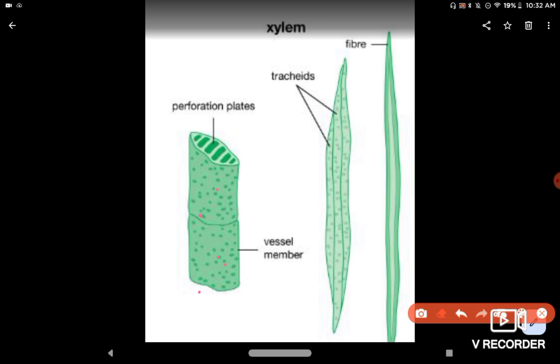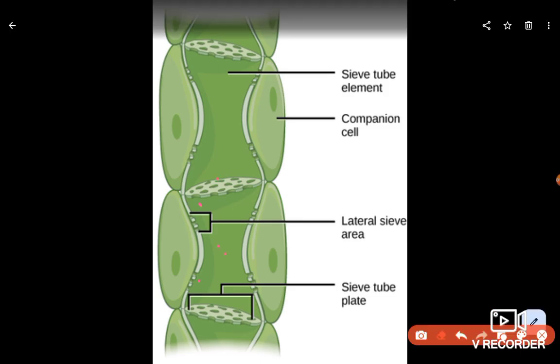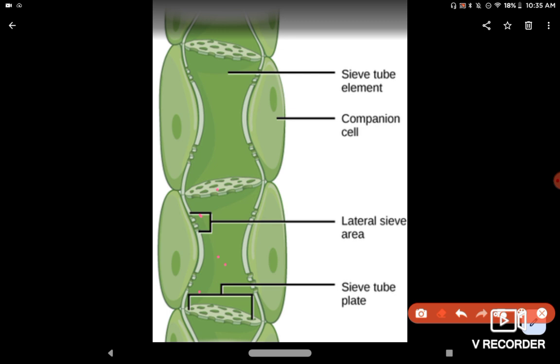Okay. Let's move on to the next complex permanent tissue, which is the phloem. So this is the phloem. Majorly, not entirely, it has four components, which are the phloem parenchyma. Yes, it has its own parenchyma. And then it also has the sieve tubes and the companion cells along with its own fibers. So all of these elements combined together form the phloem.